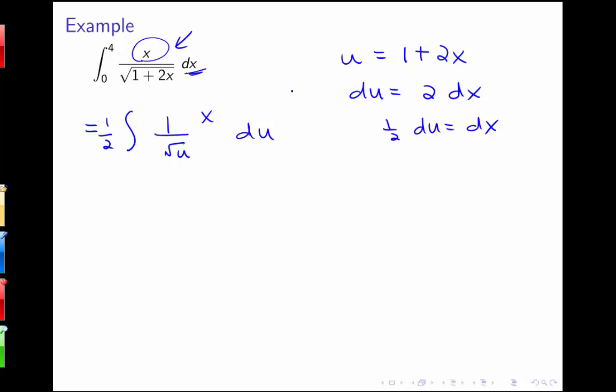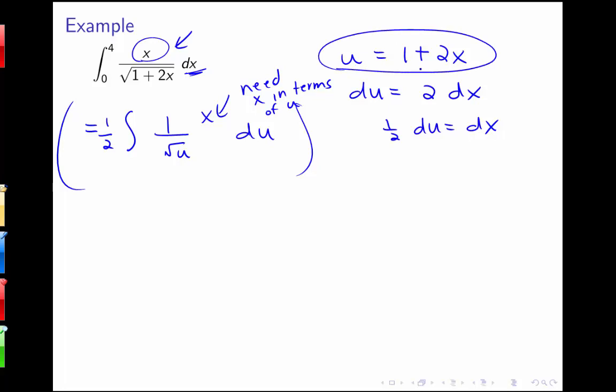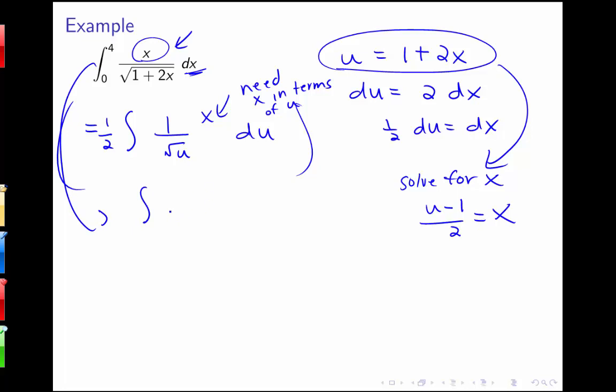So let me just write it like this. Normally we won't write something that's mixed with x's and u's, but just to kind of illustrate what we're thinking, we need x in terms of u. And if I look at what I have here, well, u is equal to 1 plus 2x. Well, that's a little linear equation, so I could solve for x. So we'll see that in certain situations, we'll have to do a substitution where we replace some expression with u, and then we replace x with some expression in terms of u. So I see that u minus 1 over 2 would be equal to x, so that I could rewrite this integral, I'm going to need some limits here, as u minus 1 over 2 over the square root of u du. So I'm replacing x with this expression in terms of u.